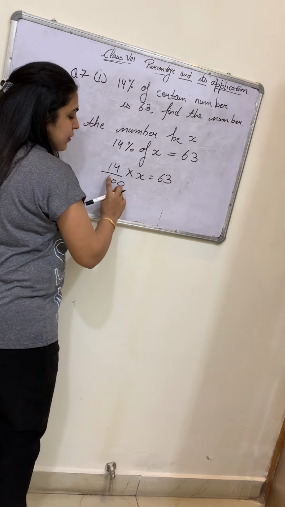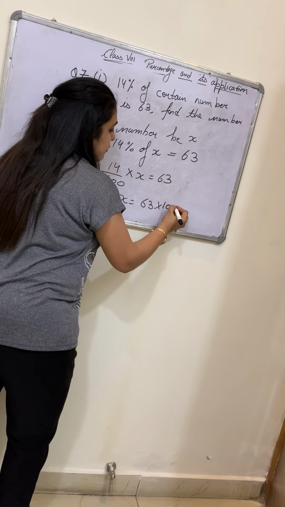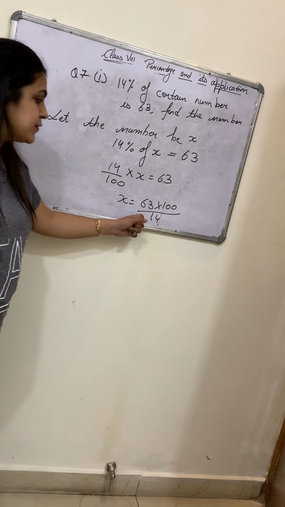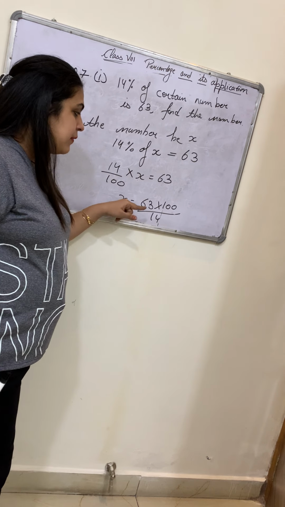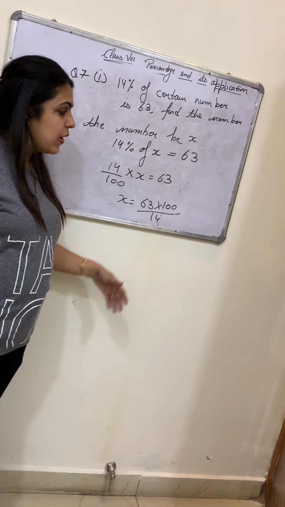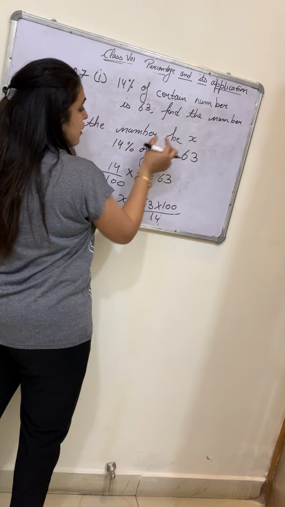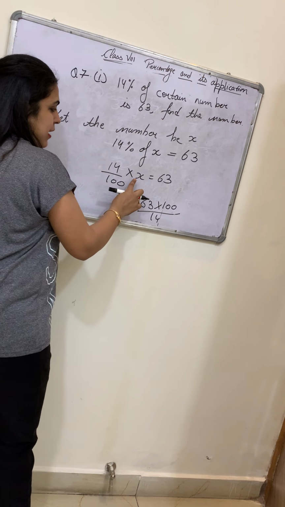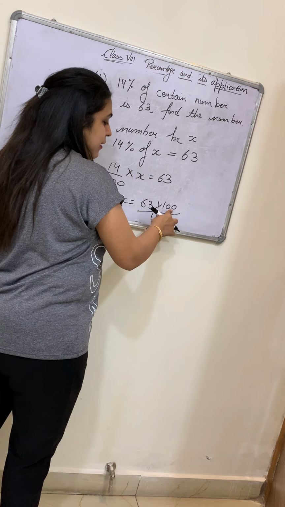So हम क्या करेंगे, इसको cross multiply करेंगे. 63 into 100 upon 14. You have to solve this. इसको solve करोगे, you will have the value of x. That is your certain number you have to calculate. What have we done? We have assumed the number be x. 14% of x is equal to 63. That is 14 upon 100 into x is 63. So your x is 63 into 100 upon 14.